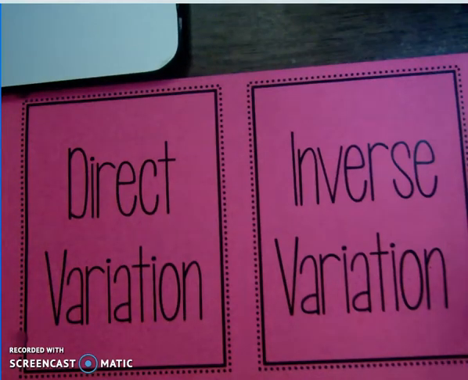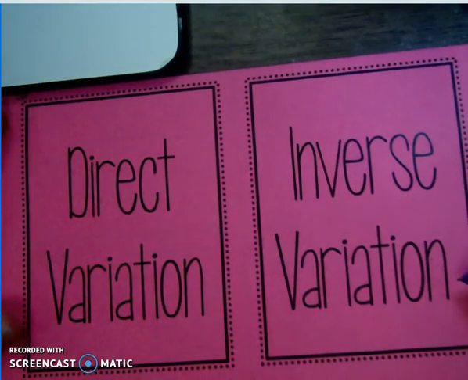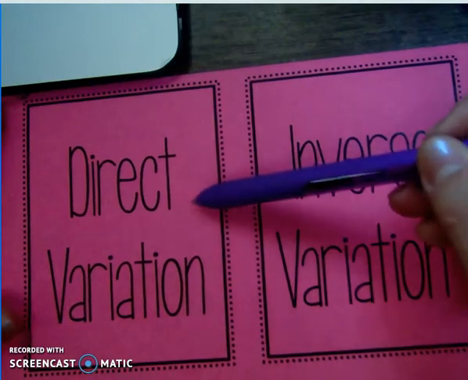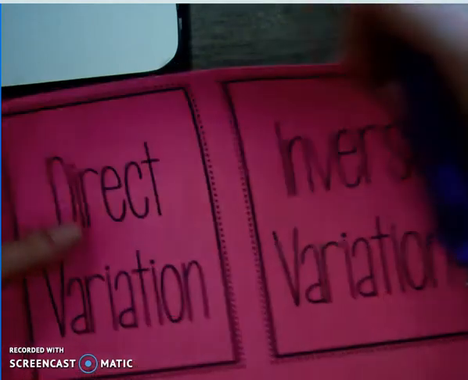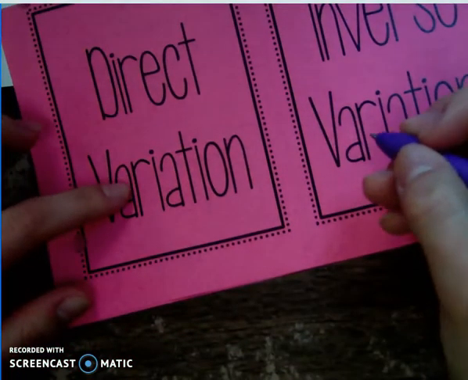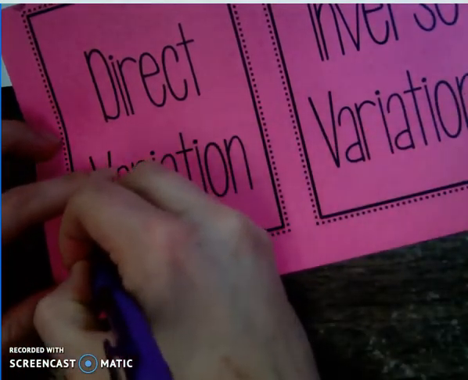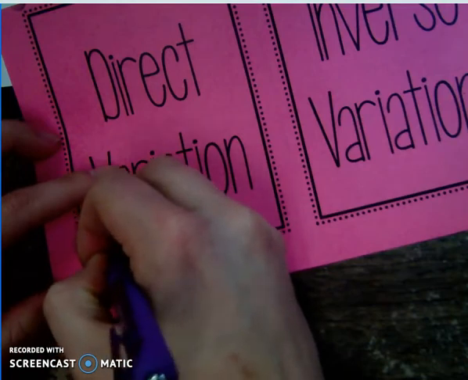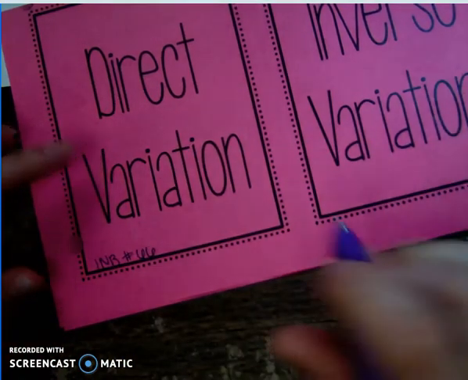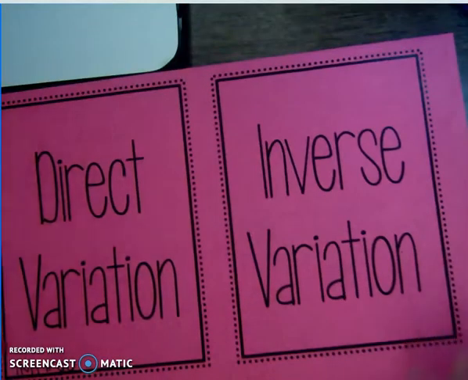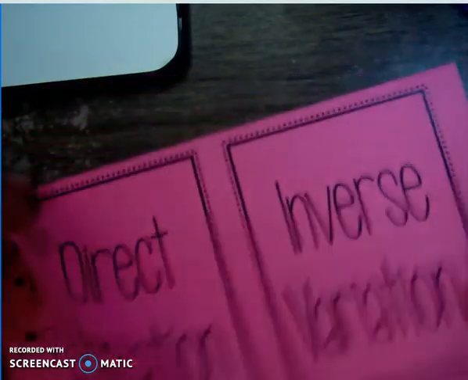This video is on direct and inverse variation. We've done a foldable already on the direct variation, so this is going to be a refresher. You can find more of this on your interactive notebook page 66, I think, or 67. 66 and 67, I believe. All right, let's get started.